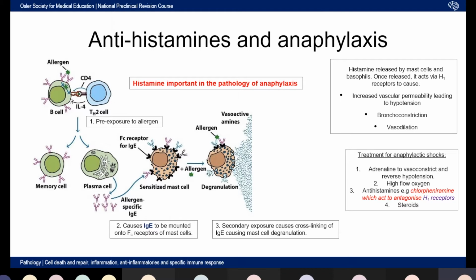So the way we deal with it is we give them chlorpheniramine, which is an antihistamine. We give them high flow oxygen, and adrenaline to vasoconstrict and reverse hypotension. And then we give them steroids at the end to decrease inflammation. So these drugs are very important in dealing with anaphylaxis.